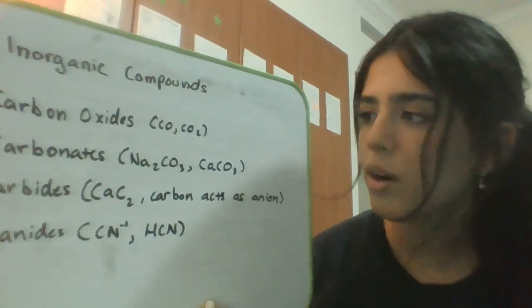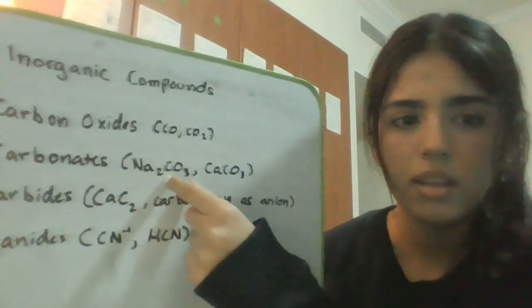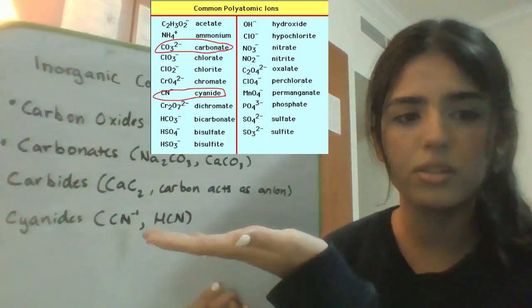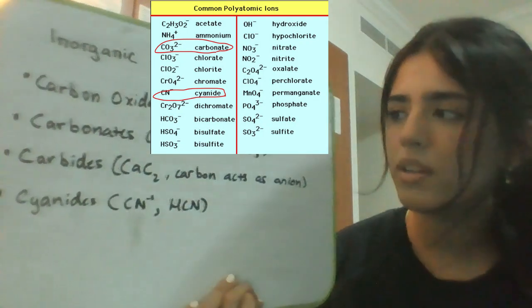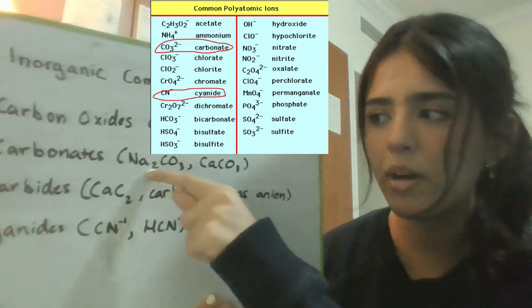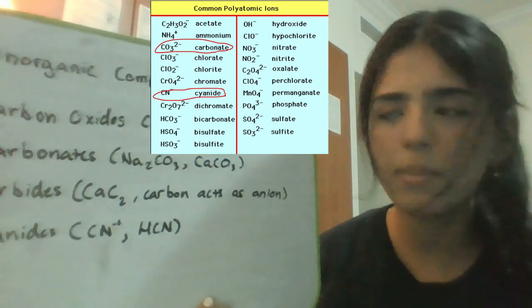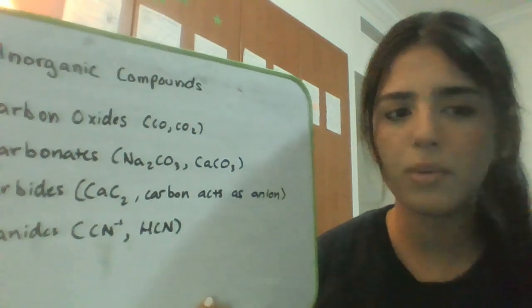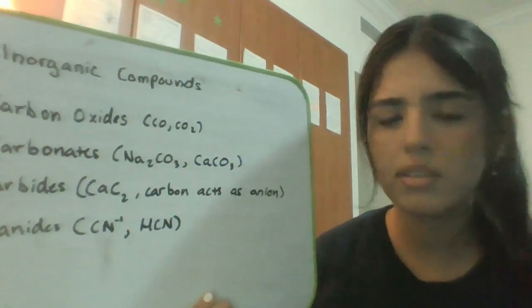If any compound contains CO3, this is a polyatomic ion. It appears in the periodic table. I'm going to put it on the screen, but there's a section in the polyatomic ions, and if the CO3 from that section is present in the compound, that makes it a carbonate, making it an inorganic compound. Okay, carbides, I'm going to skip over, and I'll show that in the next clip.